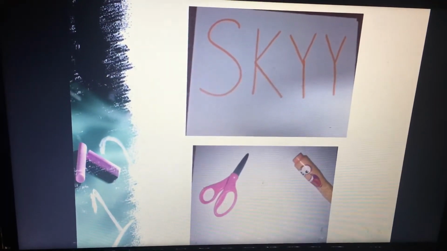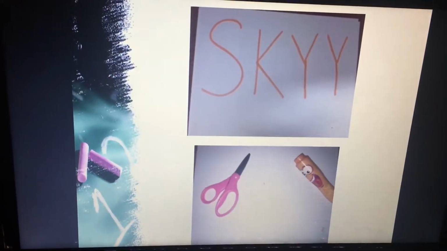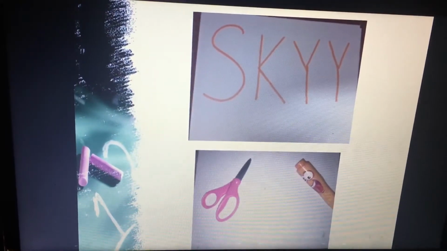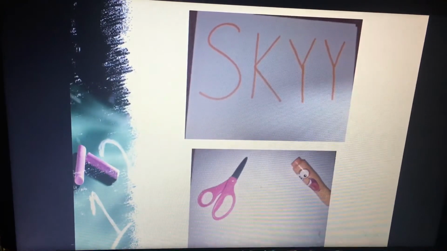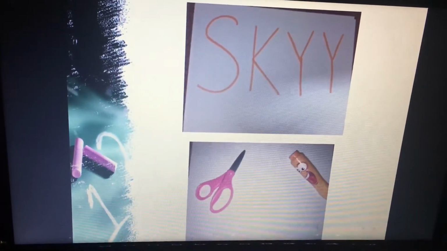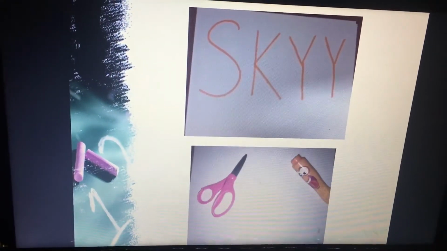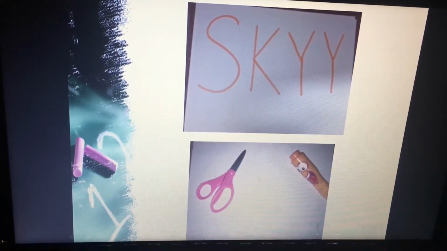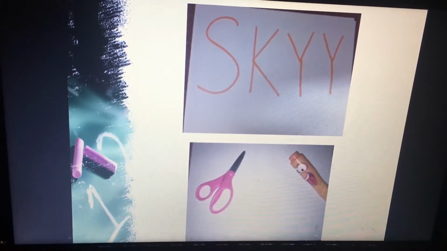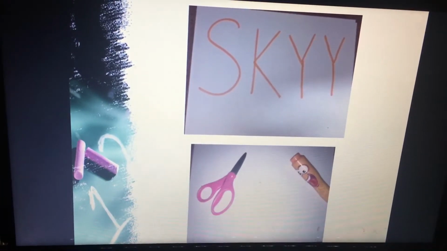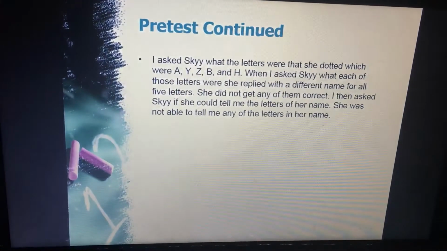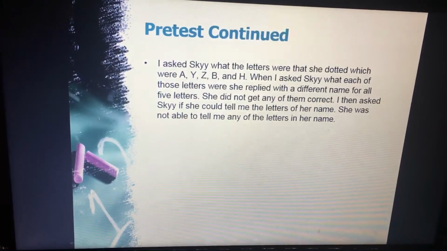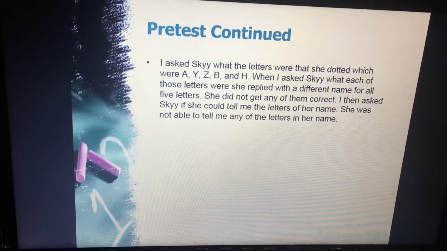I asked her then to tell me the letters. She was not really able to tell me the letters besides the letters A, Y, and then I asked her on the letters D and B and H if she knew those letters, and she only said them when I repeated them to her. She was not really able to express those letters, and she's not really able to differentiate between one another.